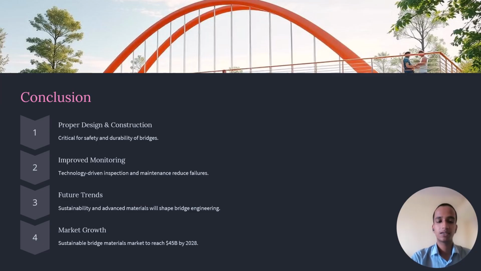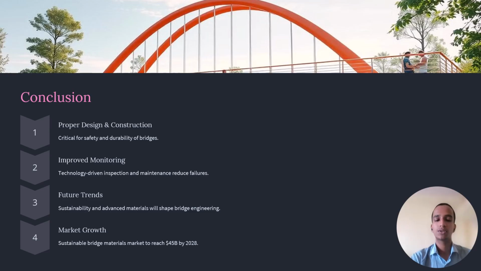Third is the future trends. Sustainability and advanced materials will shape bridge engineering. What we understand from this is that as we are all heading towards sustainable development goals, smart infrastructure is also one of the sustainable development goals, as you all might be well aware. This is the future of bridge engineering, and we should focus more on innovation, ideas and innovation.